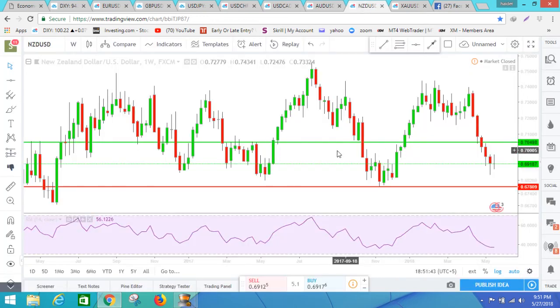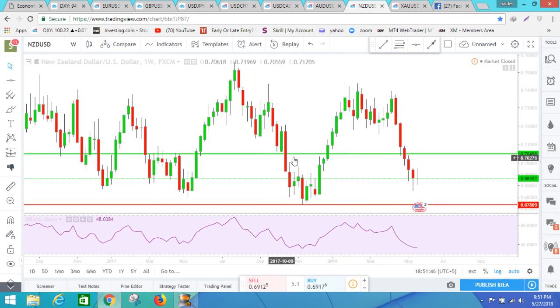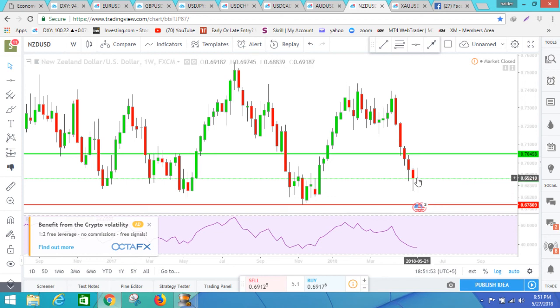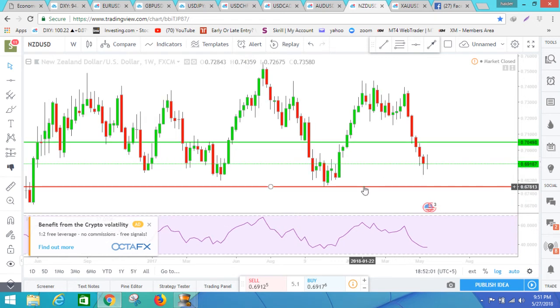New Zealand is also in the same structure. It's looking a bit weaker than the Australian dollar, and we will see how it behaves on Monday and then till Friday evening. Now if it just keeps dropping, it can reach 0.6780 and below, but maybe from Monday to Wednesday it can just try to go a little higher.